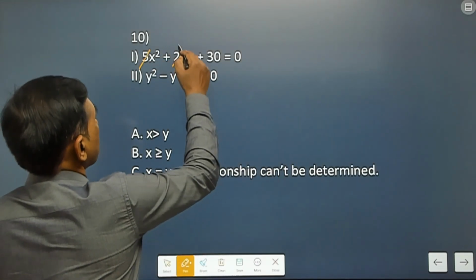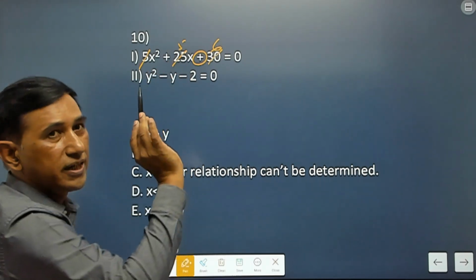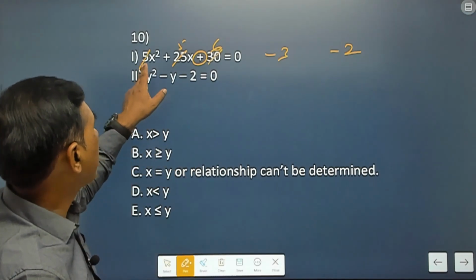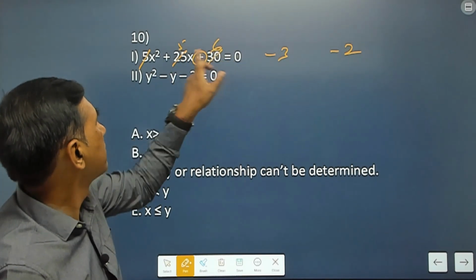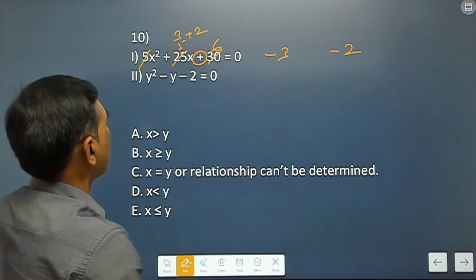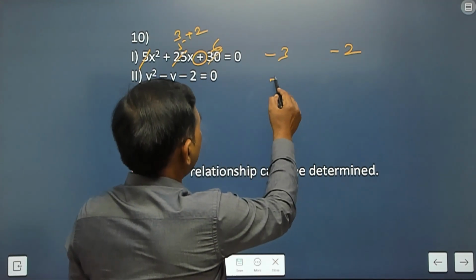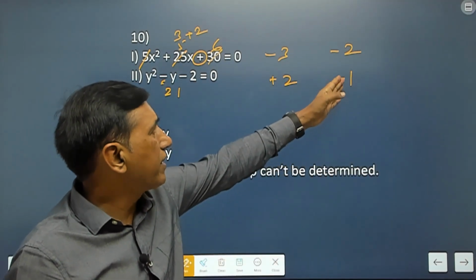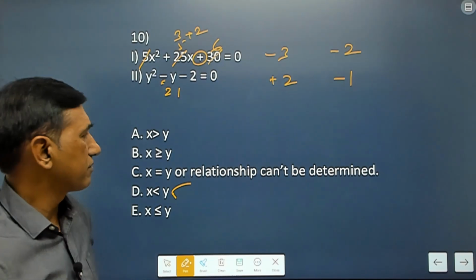You can cut it 5, 6. Since it is plus, so it has to be 3 and 2. So your root will be minus 3 and minus 2. What we did? We simply cut it to 5. This is 5, this is 6. So it has to be 3 and 2. Since it is plus, so this 5 will be 3 plus 2. So minus 3, minus 2. It is minus, since it is 2, so 2 and 1. So this is plus 2 and minus 1. Plus, it is always greater, when minus 1 is also greater than these two. So y is greater than x.